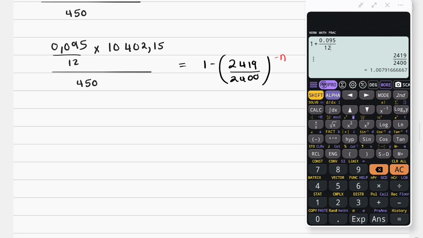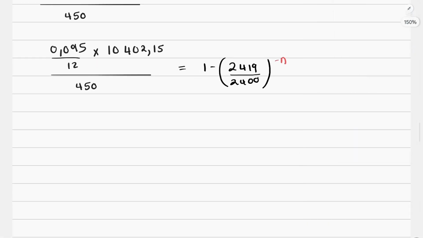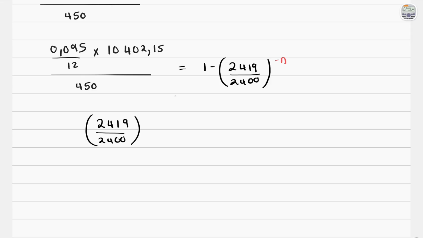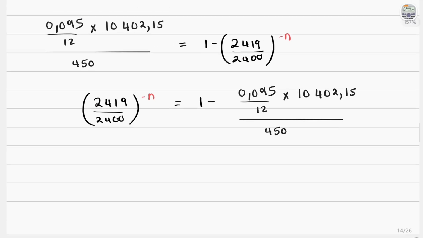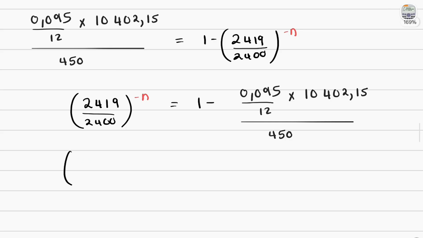Okay, and one more time with just the rewriting. Do you see that all of this has a negative in front of it? So to make it positive, so we can easily solve, we can just transpose it. So now it's positive 2419 over 2,400 raised to the power of negative n, and this is equal to 1 minus everything we have here. And now we can get substituting. Okay, so the benefit of this is you can at least see if you've gone wrong somewhere. You can always backtrack from here.